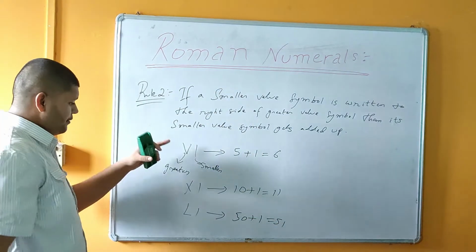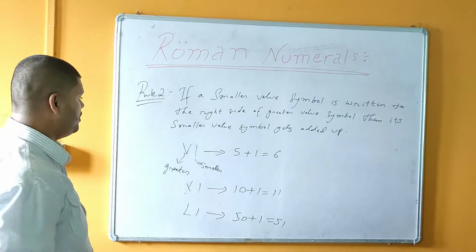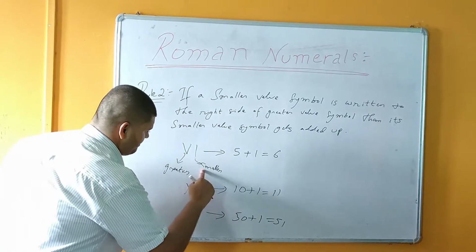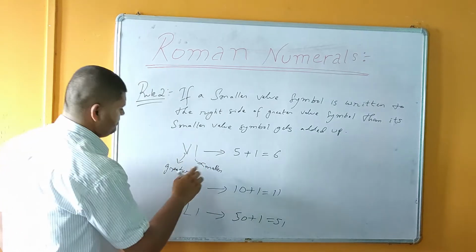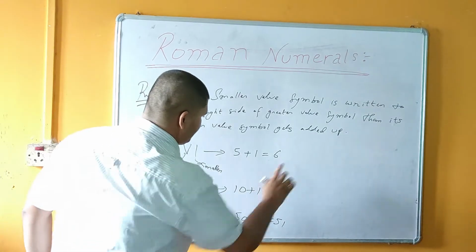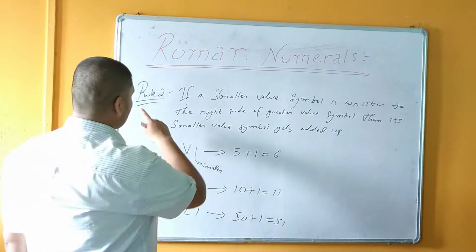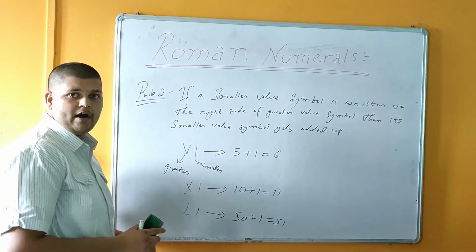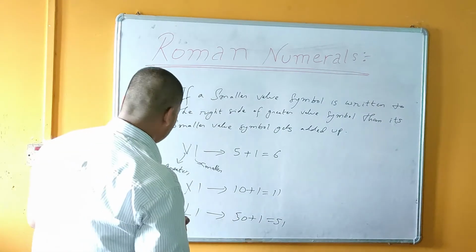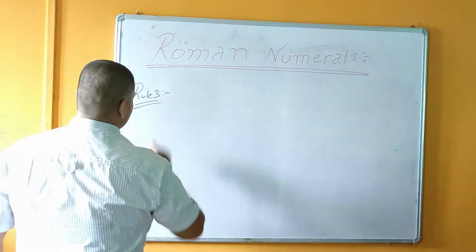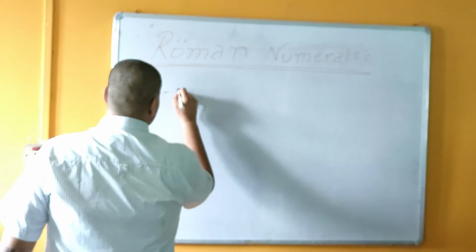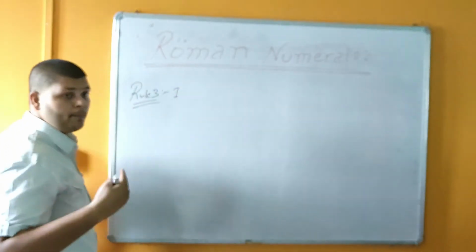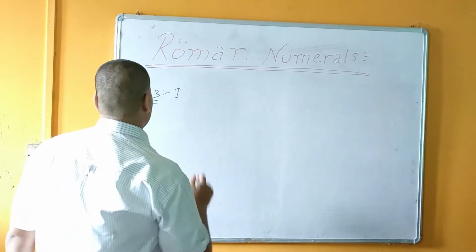Okay. I hope you are clear with this rule number 2. If a smaller value symbol is written to the right hand side of the greater value symbol, then its value will get added up. This is all about rule number 2. Now I am moving to rule number 3. What does it say? It says that it is exactly opposite of the previous rule.